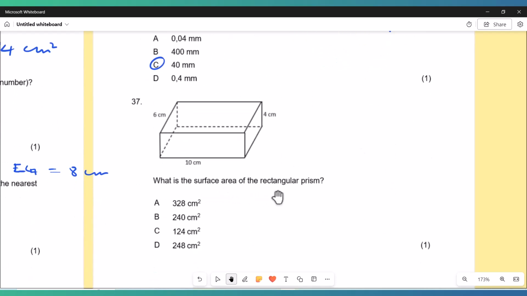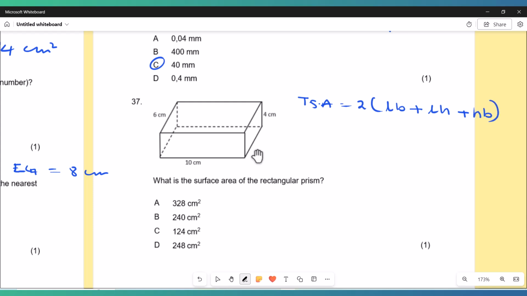Then they say here, what's the surface area of the rectangular prism? Now this prism has got 6 faces, and I want the surface area. The opposite faces are equal in area, so I'm going to find each one multiplied by 2. Total surface area equals 2 into length times breadth plus length times height plus height times breadth.